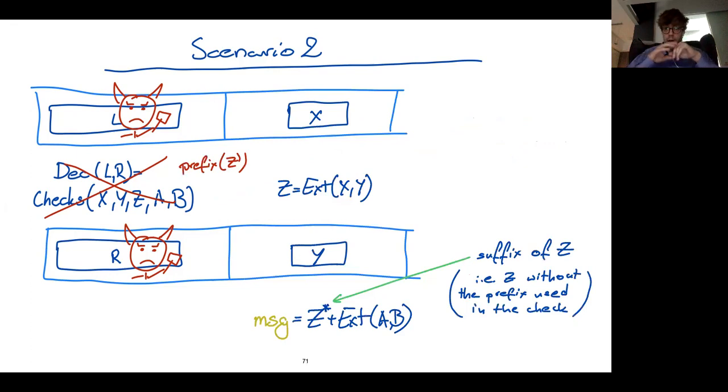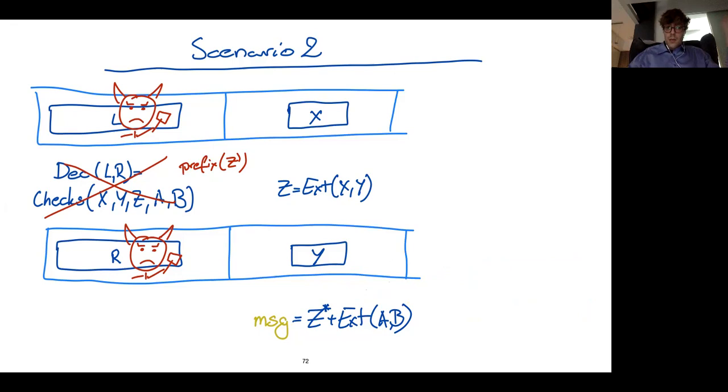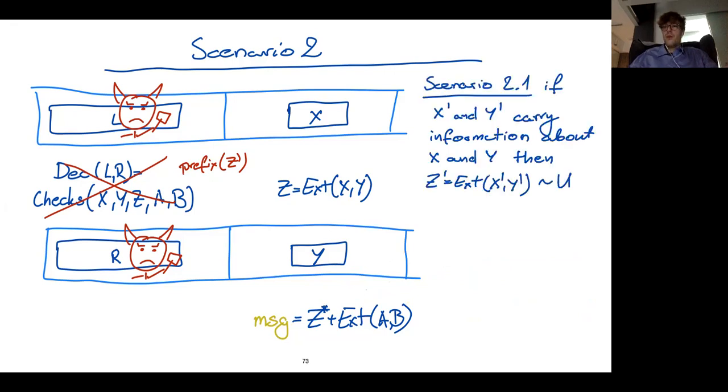Okay, but then, short intermission, I can explain what's the Z star now. Well, Z star is just a suffix of Z. It's whatever's left of Z, except of that prefix that's used in checks. That's done for the independence purposes. Okay, but the adversary committed to the prefix of Z prime.